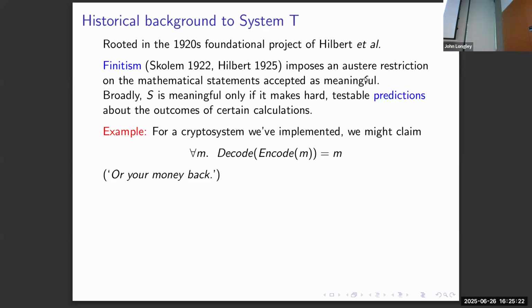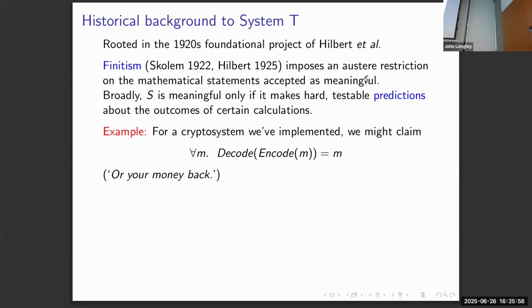Supposing you've implemented a crypto system of some sort, you want to make some kind of guarantee about it. One thing you want to know is if you start with any message M, you encode it, then you decode it again, you get back your original message M. We think of M here as being allowed to range over potentially infinitely many possible messages. But this makes a definitely meaningful claim about your system, which could turn out to be false.